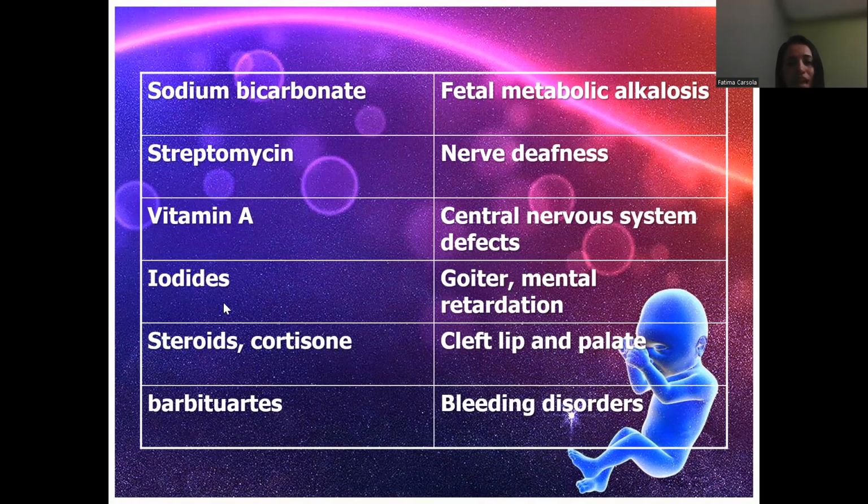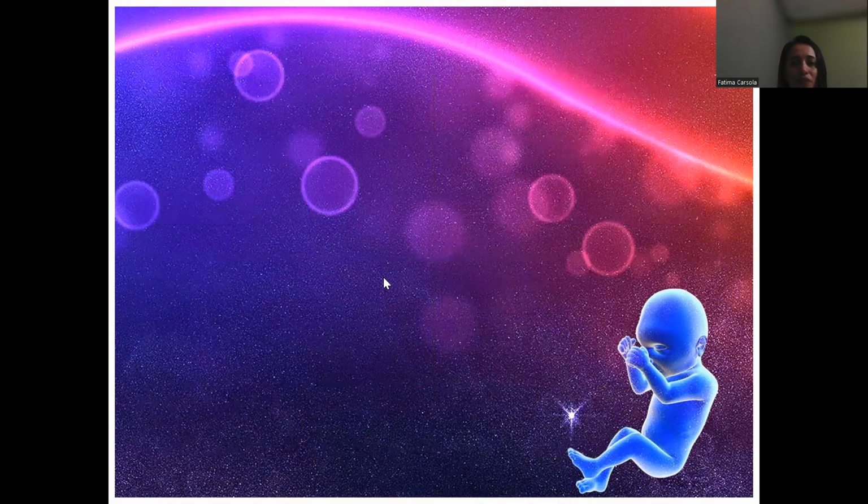Next is sodium bicarbonate, fetal metabolic alkalosis; streptomycin, nerve deafness; vitamin A, central nervous system defects; iodides, goiter, mental retardation, and so avoid too much iodized salt. Steroids or cortisone, cleft lip and palate, and barbiturates could cause bleeding disorders. So you should be very careful.